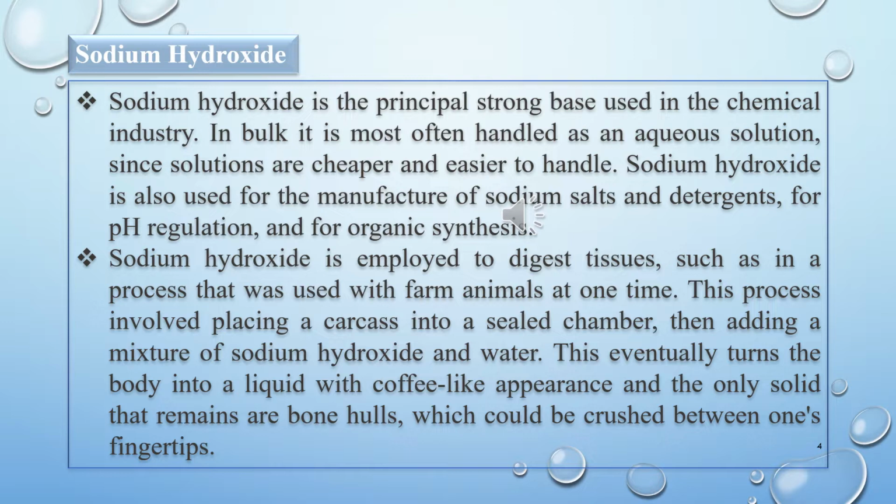Now, first of all, what is sodium hydroxide? Sodium hydroxide is the principal strong base used in the chemical industry. In bulk, it is most often handled as aqueous solution, since solutions are cheaper and easier to handle. Sodium hydroxide is also used for manufacture of sodium salts and detergents, for pH regulation, and for organic synthesis.